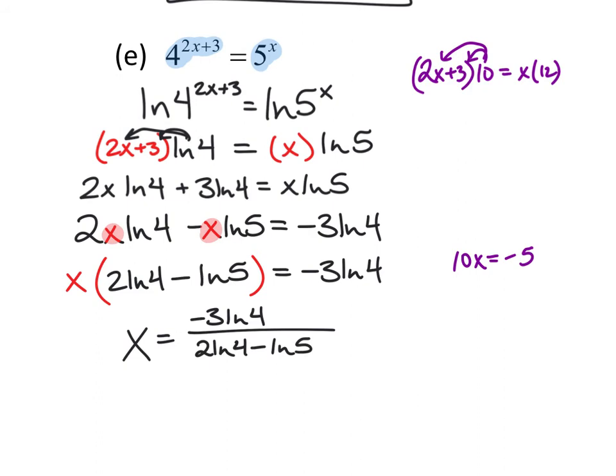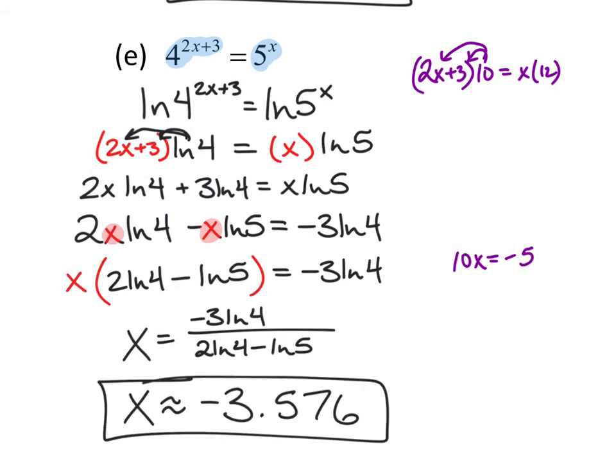Type all of that into your calculator at the same time. Don't do anything before, one enter, basically. We're going to get negative 3.576. Then, because we're good students, we're going to store it in our calculator and check our work and make sure both sides are equal.